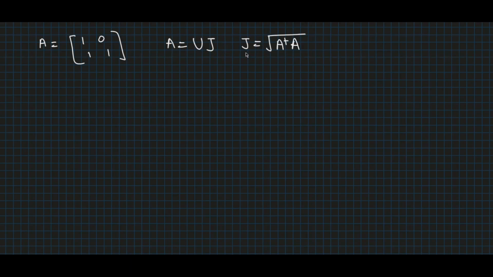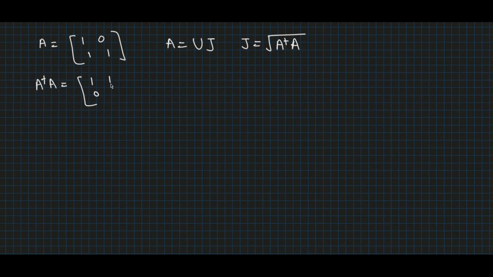Let us consider a matrix A equal to [1, 0; 1, 1], and let's find its polar decomposition such that A can be written as the matrix multiplication of two matrices U and J, where U is a unitary matrix and J is a positive matrix, such that J is equal to root of A dagger A. So first of all, let's find out J, for which we need to find out the root of A dagger A.